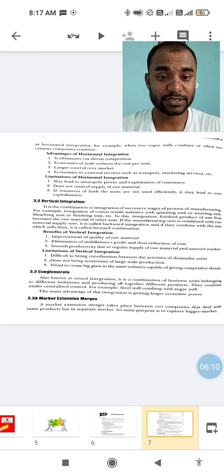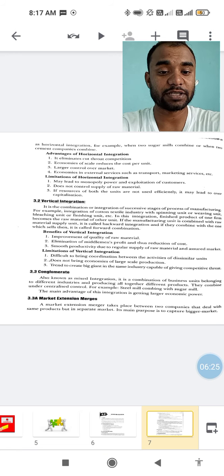It is a combination of business units belonging to different industries and producing altogether different products. They combine under centralized control. For example, a steel mill combining with a sugar mill, that's all. The main advantage of this integration is getting larger economic power.